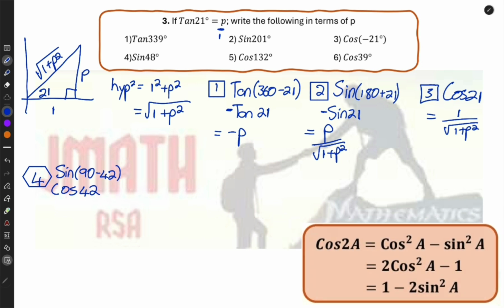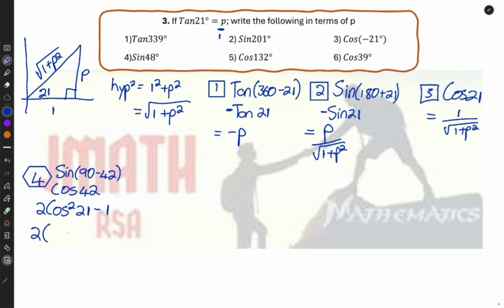So then I'm just going to say this is 2 cos squared 21 minus 1. And then I can use the triangle to sub in. Cos is adjacent over hypotenuse, so (1 over square root of 1 plus p squared) all squared, minus 1. So if I were to simplify that, I'm just going to square the top. So 1 times 1 is just 1, and I'm going to multiply the 2 in. So this answer would be 2 over 1 plus p squared, minus 1.